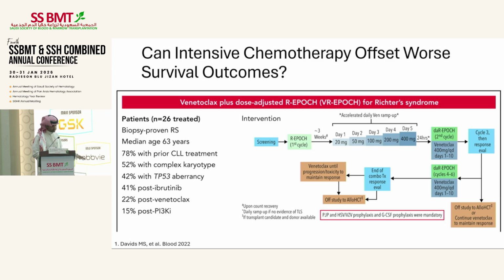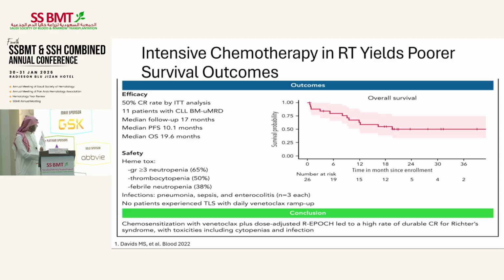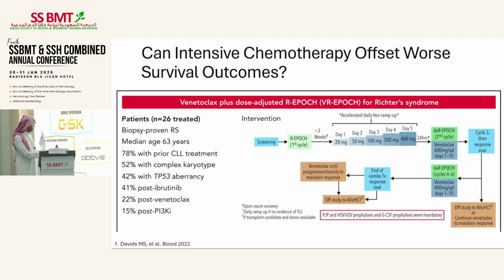So this is the characteristics. I'm actually standing. I don't know if you can actually see this, but those patients, the majority of them, had prior therapy, complex karyotype. They've been exposed to BTK inhibitor and even venetoclax.